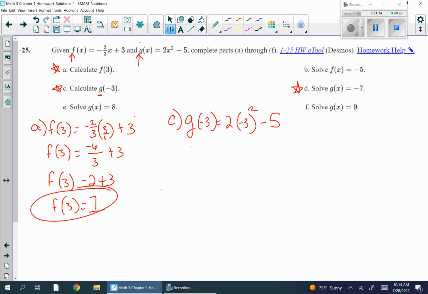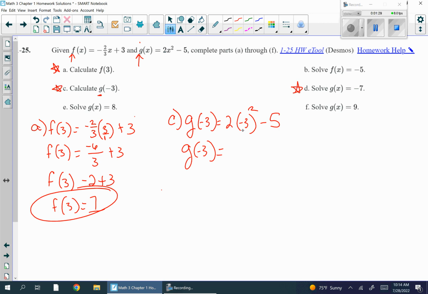Order of operations is very important here. G of negative 3. And am I going to multiply 2 times negative 3? Or am I going to multiply negative 3 squared? And the answer to that is in your PEMDAS, all right? P stands for parentheses. Well, there's nothing inside the parentheses to do.